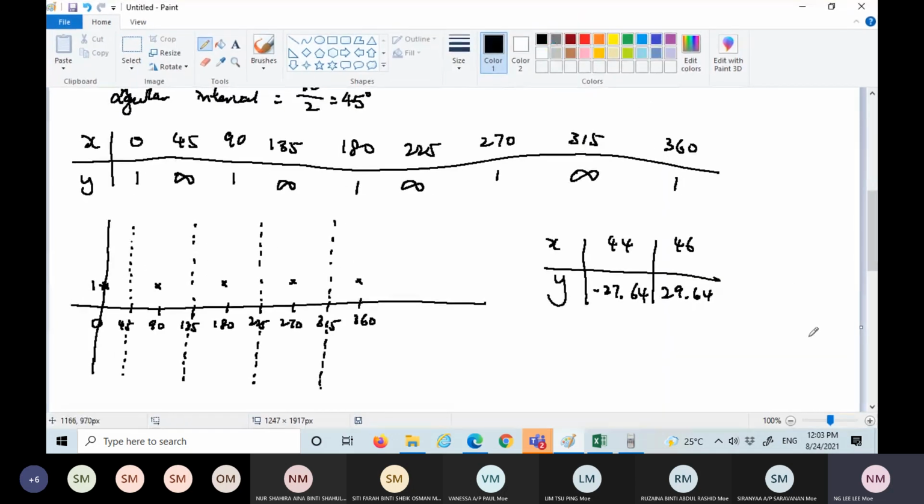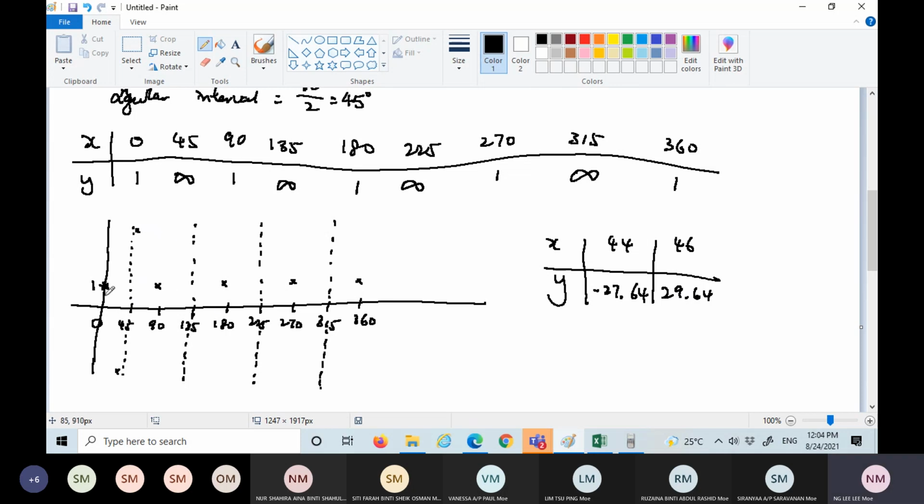Okay, what's the meaning of this? When you have x is 44, means a point before that 45, you have a negative 27 something. Means is somewhere here. You can put a mark here. And then when x is 46, means on the right of this 45, this asymptote, you have a positive 29. So positive is somewhere here. So you can put a mark here.